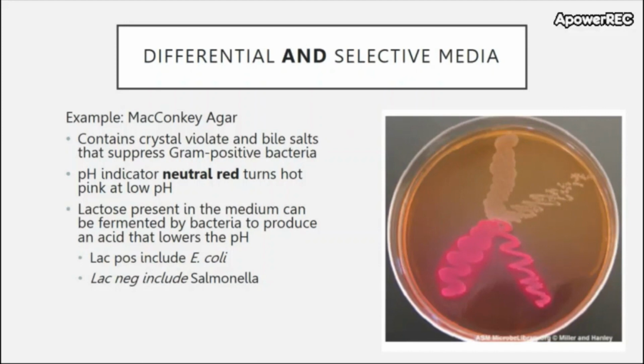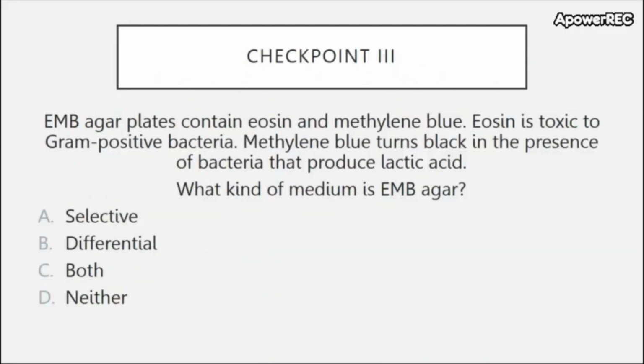That brings us to our next checkpoint. Checkpoint 3. EMB agar contains eosin and methylene blue. Eosin is toxic to gram-positive bacteria. Methylene blue turns black in the presence of bacteria that produce lactic acid. What kind of medium is EMB agar? Selective, differential, both, or neither?